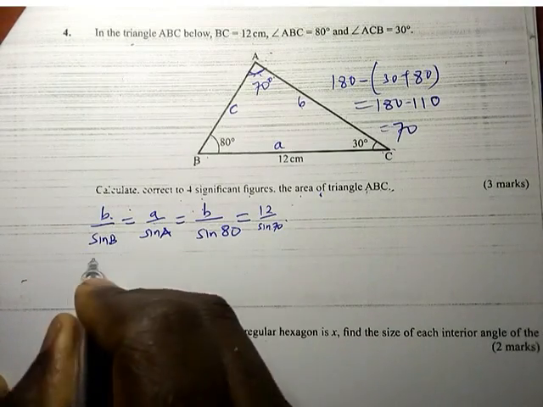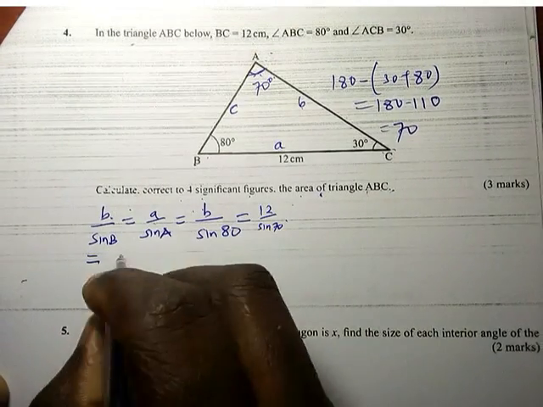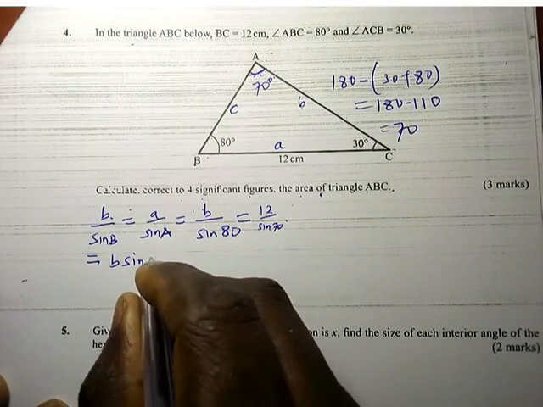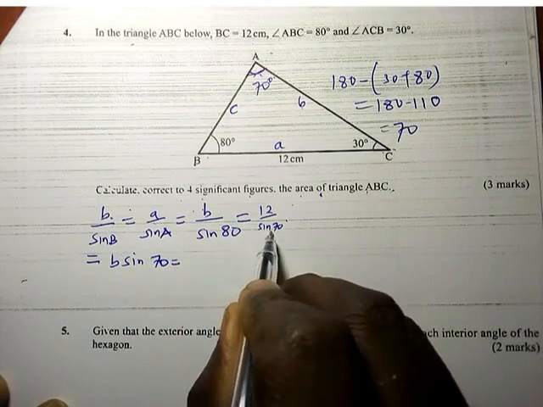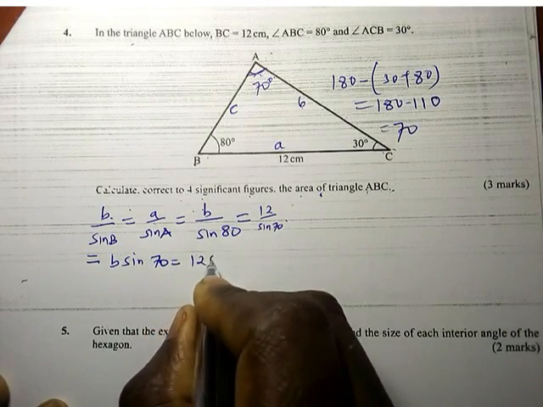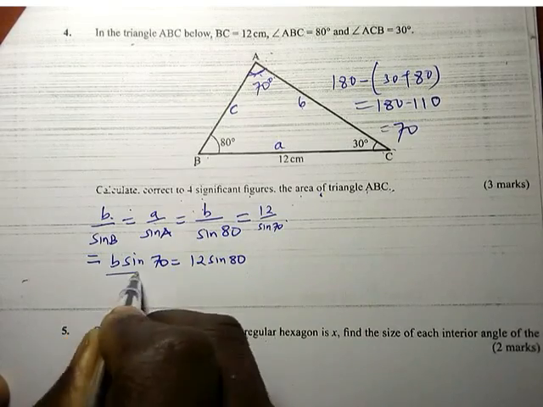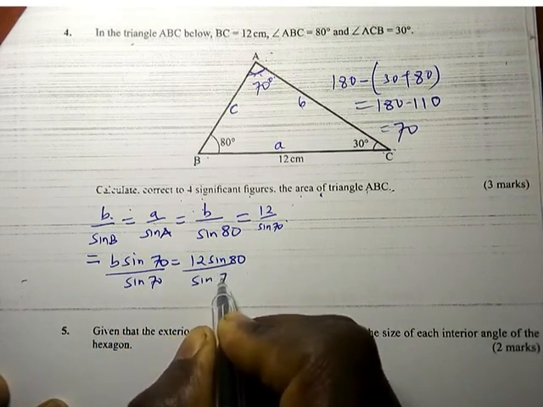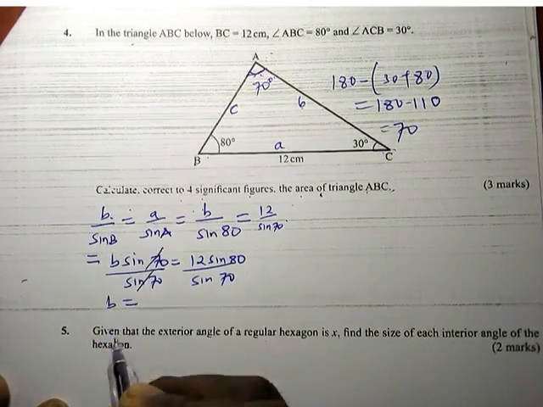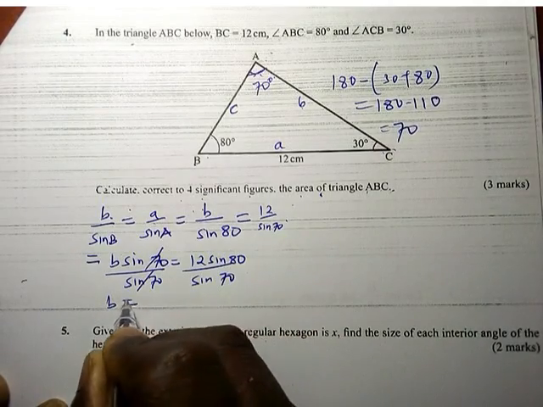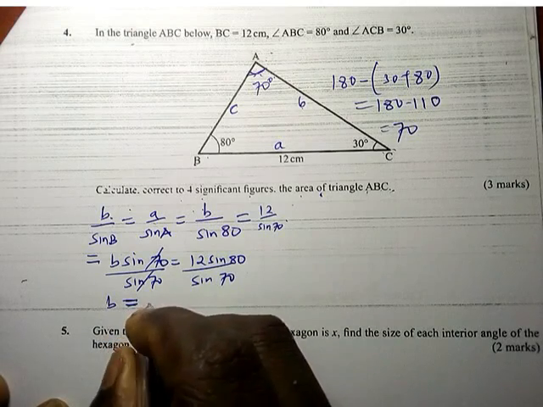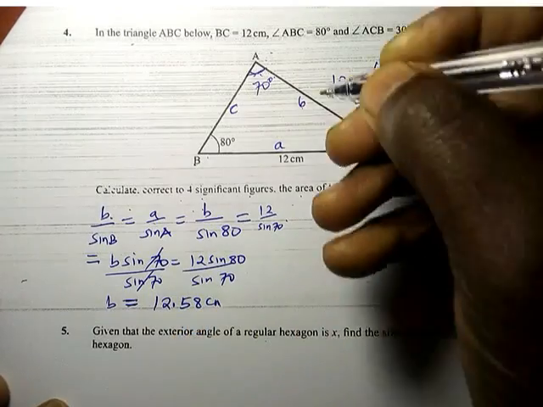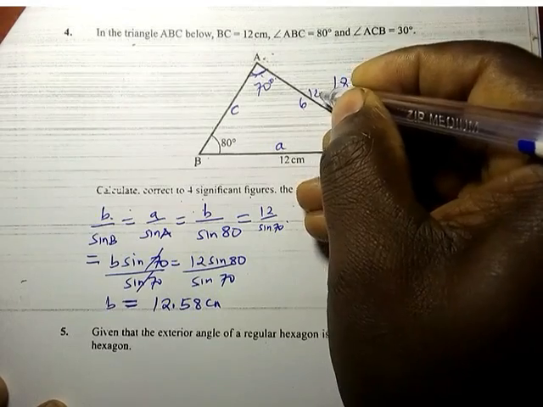So now this one will give us B sine 70 is equal to, cross multiplying, 12 sine 80 divided by sine 70. So B is finished. You use your calculator and you get the answer as 12.58 centimeters. So from here up to here is 12.58 centimeters.